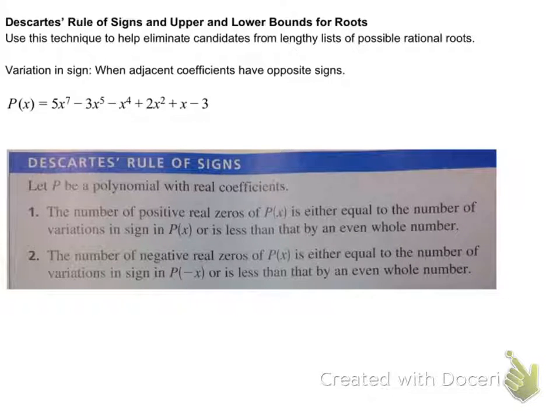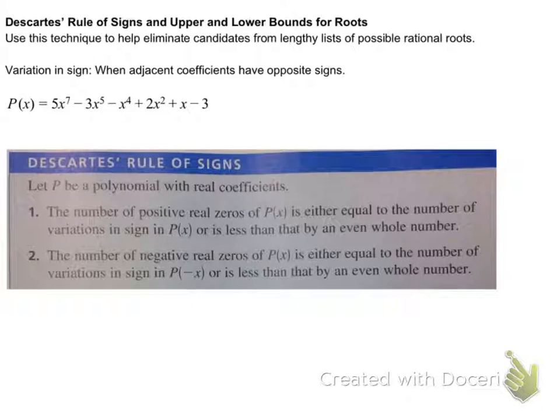One of those ways is to look at variation in sign. So we're going to talk about the variation in sign real quick. The variation in sign, guys, is when adjacent coefficients have opposite signs. That means their signs are changing. Now this has to be in standard form. We don't care about placeholders because placeholders won't have an effect on anything.